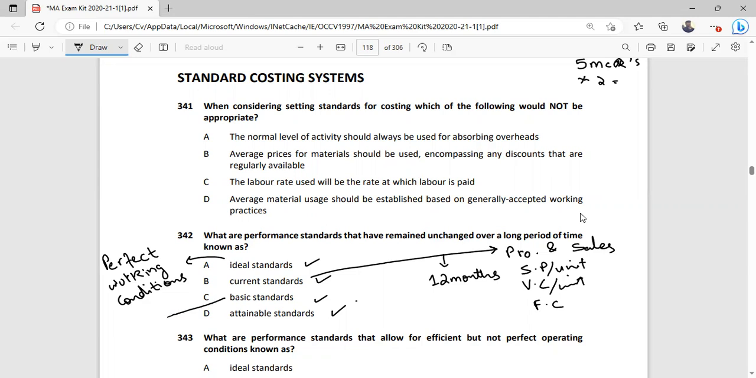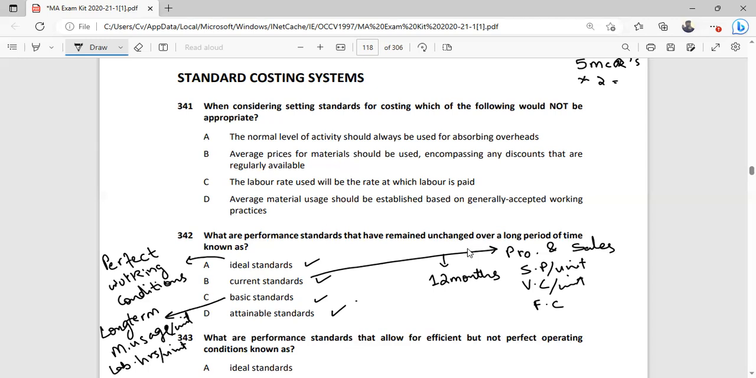Then we have basic standards. Basic standards are the ones which deal with long term. Basic standards are basically dealing with material usage per unit, and they are also dealing with labor hours per unit. Material usage and labor hours per unit are the ones which focus on input of the material. Basic standard will remain the same unless we change the technology of our production process.